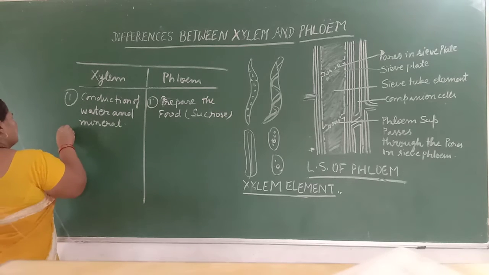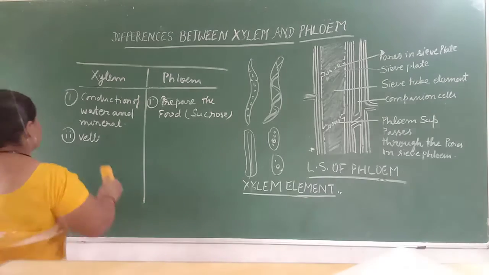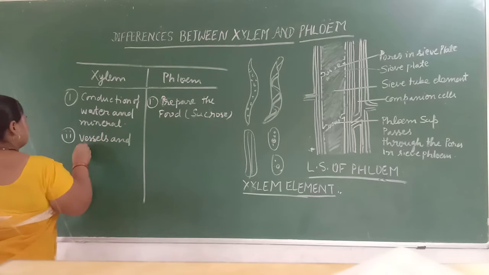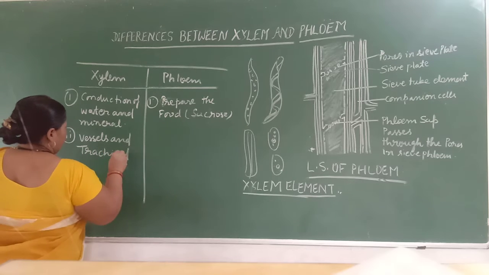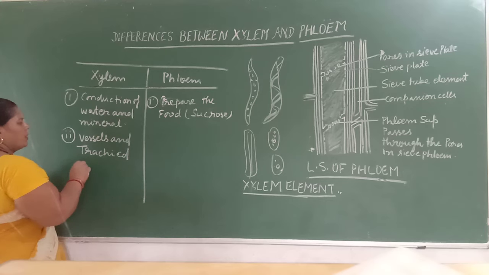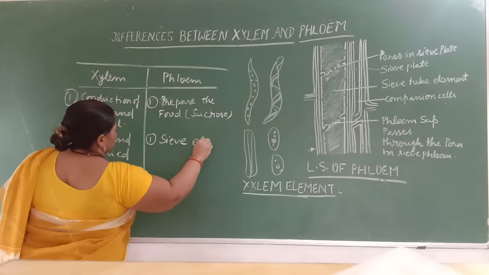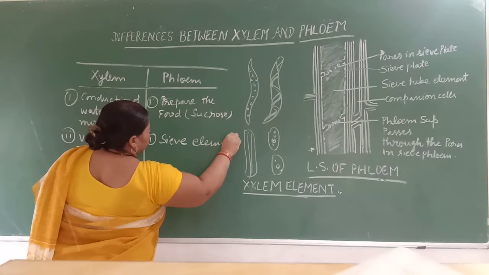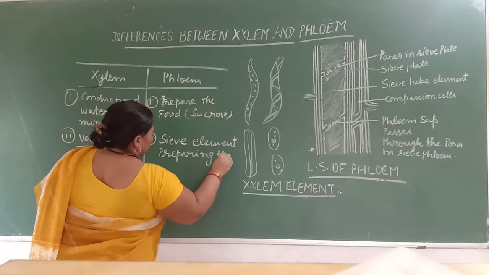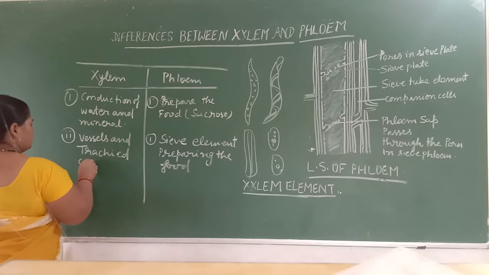Second is the two types of the vessels. Vessels and tracheids play an important role in the conduction of water. Here only sieve element is preparing the food. Sieve tube and companion cells do this work, while the conduction of water is done by the xylem.